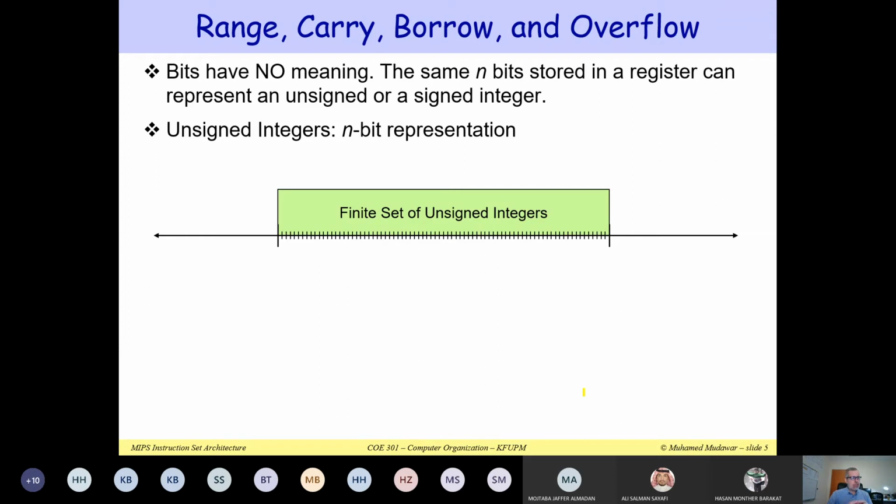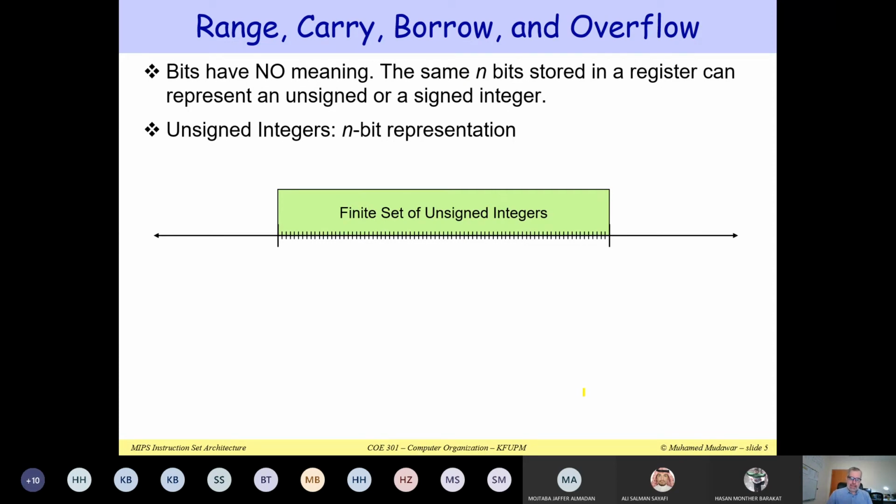So the bits in the hardware have no meaning. It is us as programmers, the software, who give meaning to these bits. The hardware does not really care what these bits are. Bits are bits inside the hardware. The software, on the other hand, will give meaning to these bits. So the software can treat the bits to be signed or unsigned.